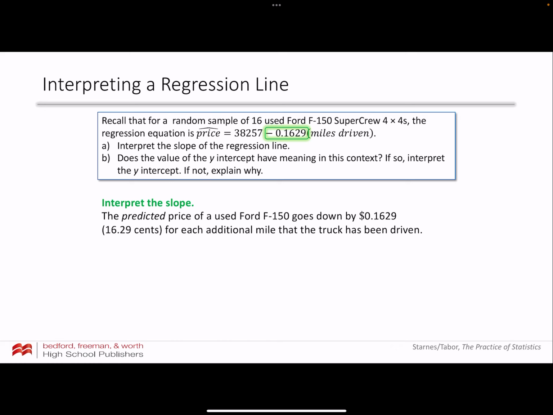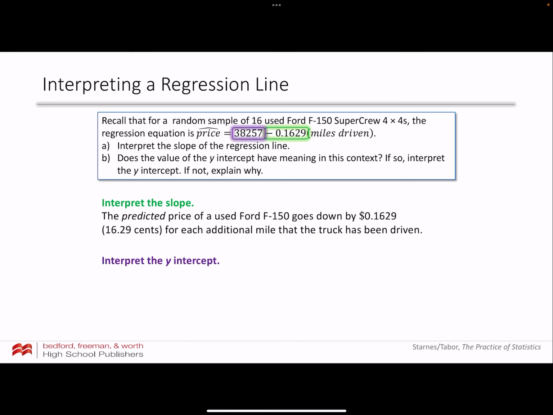So let's pick out a couple important things. First of all, we're using the word predicted, or the average. You have to have that word in there. It's in context. We're talking about it going down because the slope was negative, right? And then we're talking about the y value going down for each one additional mile that the truck has been driven, right? The change in y divided by the change in x.